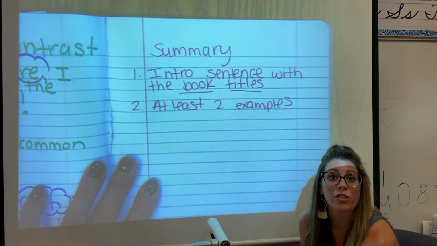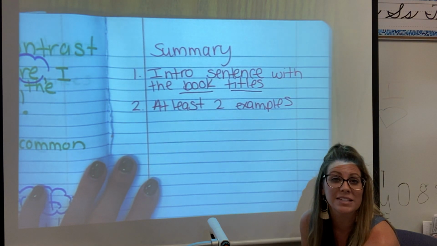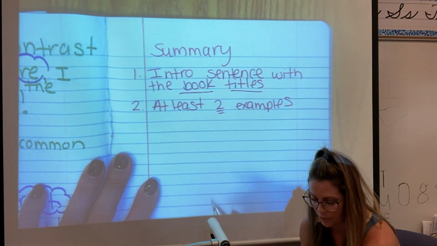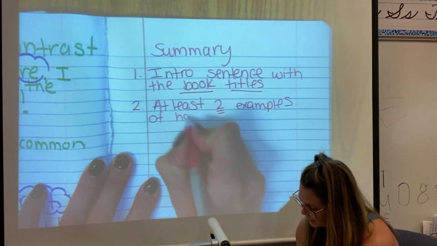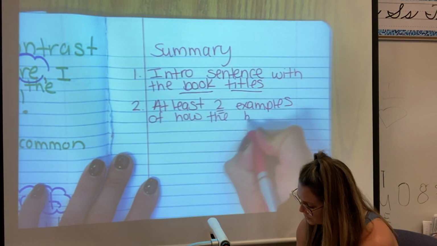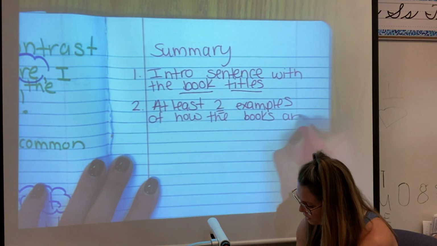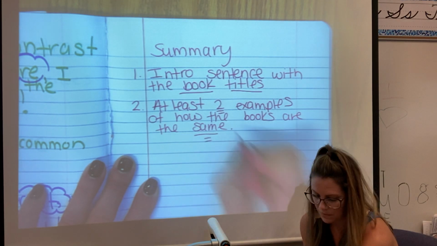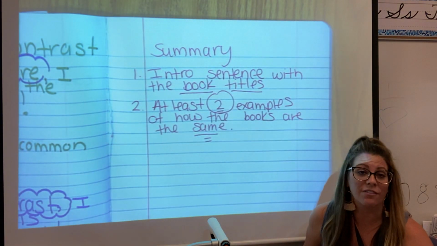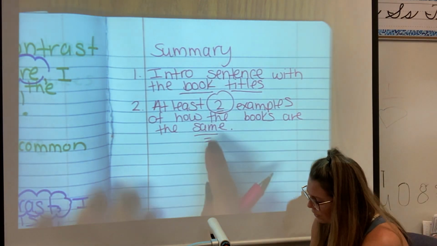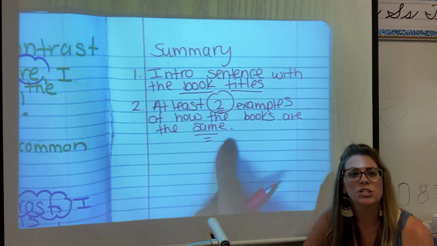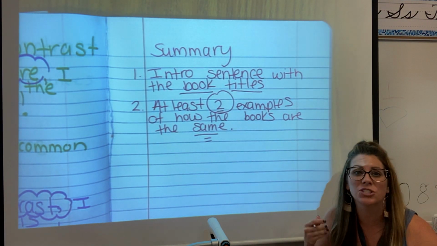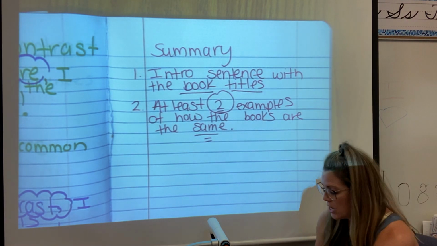of how the books are the same. Do you remember what that is? Comparing, right? So we're going to have at least 2 examples of how the books are the same. Okay, at least 2. You can always have more, all right? Now on this one, it's not as important to tell the titles of the stories because if they both have it, then I don't need to know. I'm not going to get confused, all right?